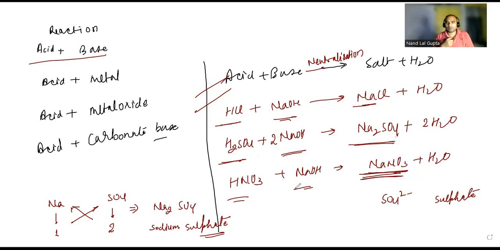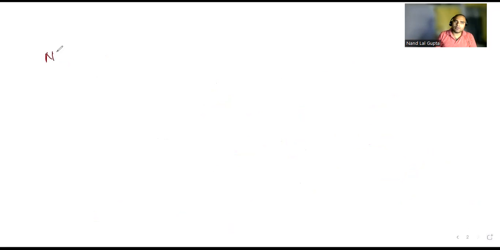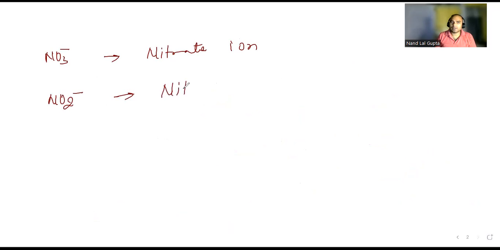So NO3 is nitrate, right? NO3 is nitrate. Look, go on the other page. NO3 minus is called the nitrate ion. Sir, I think NO... ATE. But here is the nitrite ion. I will give you the list also. This one is the nitrite ion. This one is SO4 2 minus, the sulfate ion.